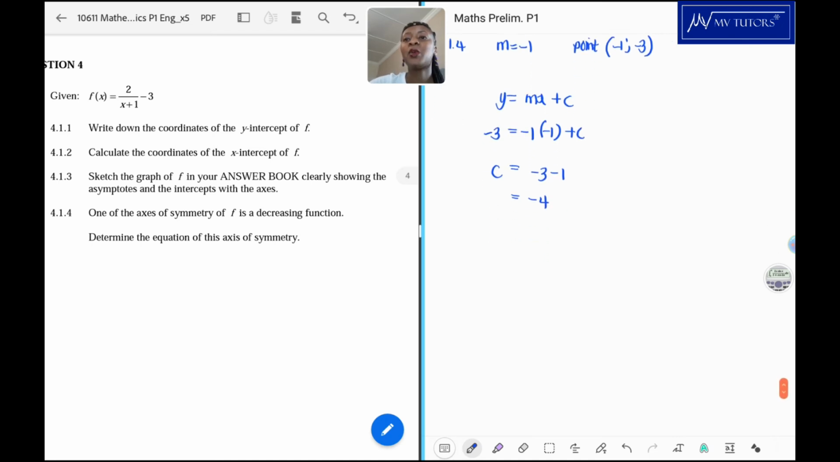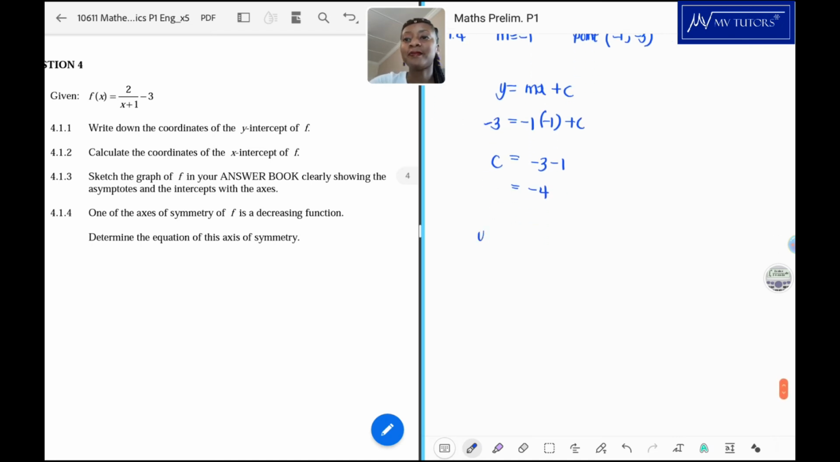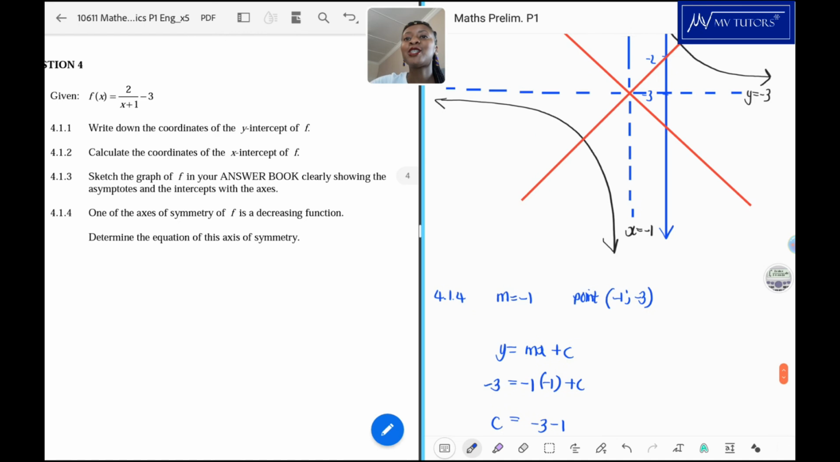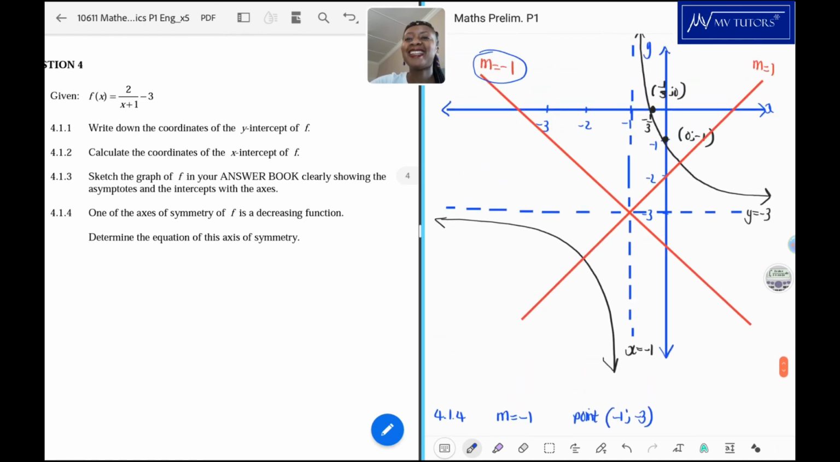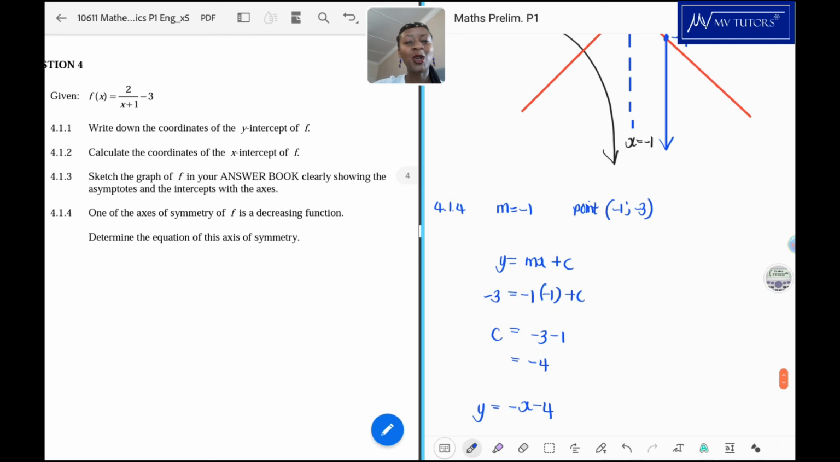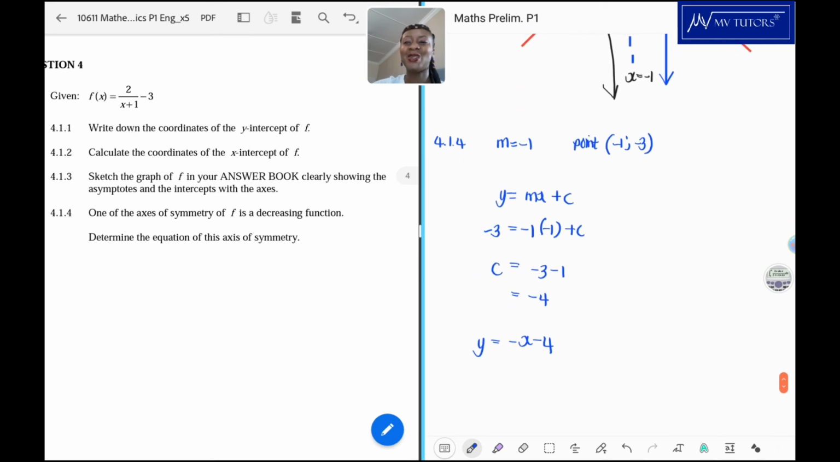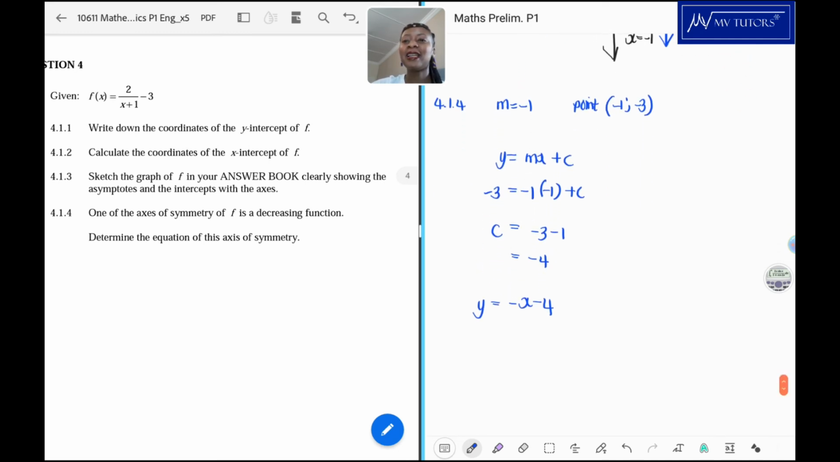And then when I write down my equation, it is going to be y = -x - 4. Okay, so basically, this line is crossing the y-axis at negative 4. And it makes sense, okay? And it should also cross the x-axis at x equal to negative 4.